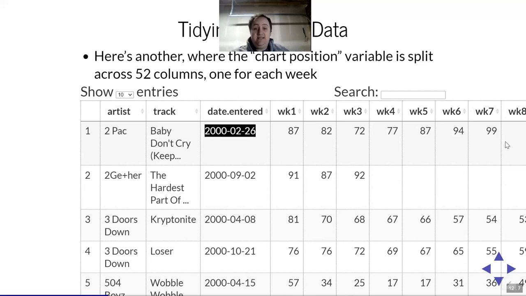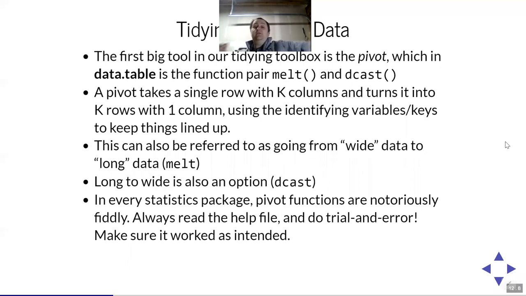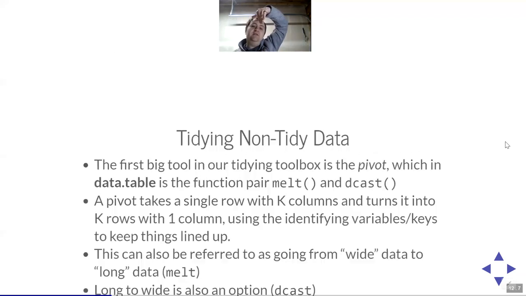Let's tidy this data. There's a bunch of tools that we can use for tidying data. The first one in our tidying toolbox is what's called the pivot. In data.table, this is the pair of functions melt and dcast. I think those function names are a little bit confusing, but what are you going to do? What a pivot does is it goes in two directions. One of them takes a single row with a bunch of columns and turns it into one column with a bunch of rows.